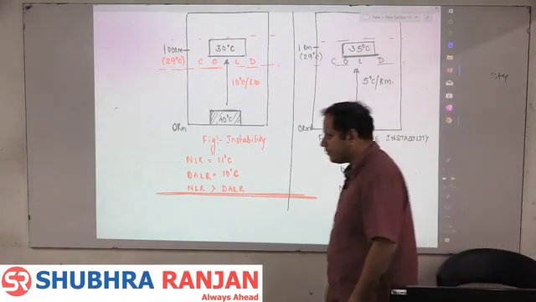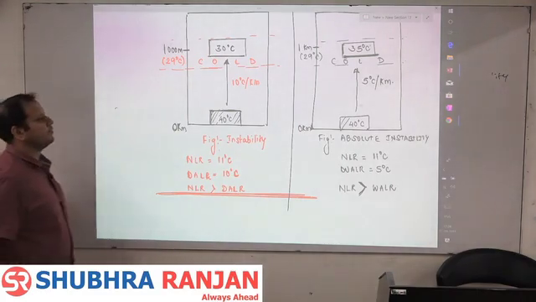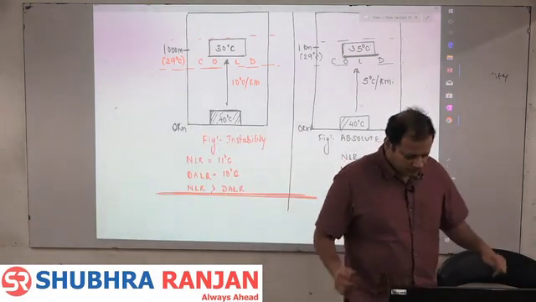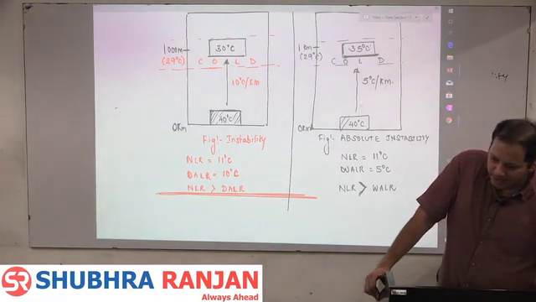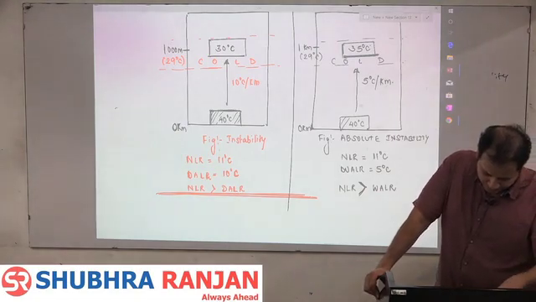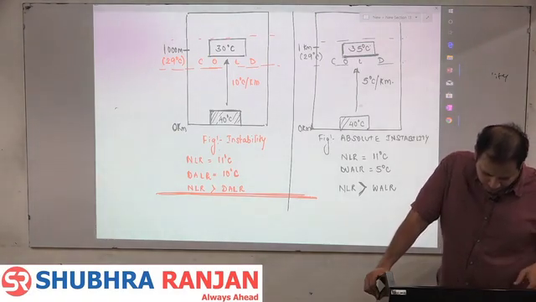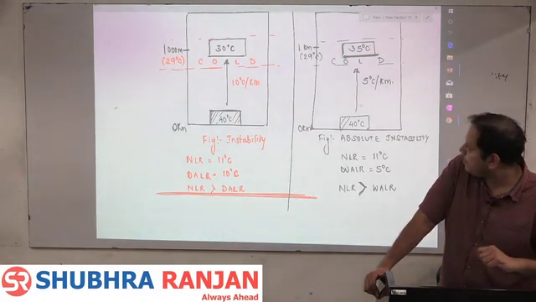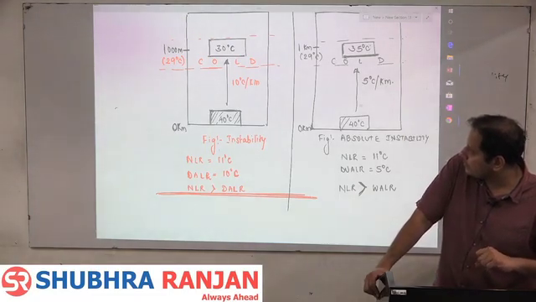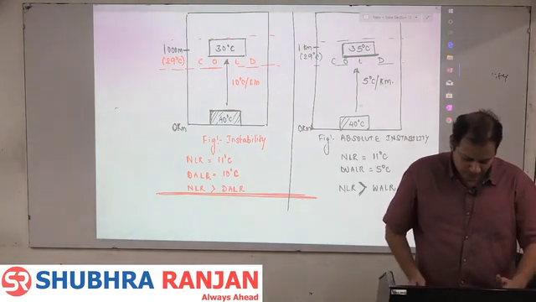In such cases, when the normal lapse rate is greater than the wet adiabatic lapse rate, it is known as absolute instability.